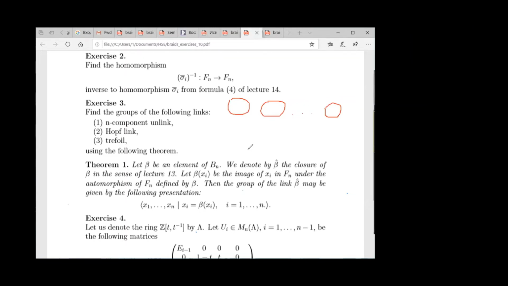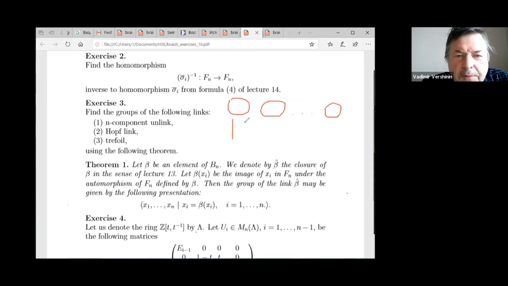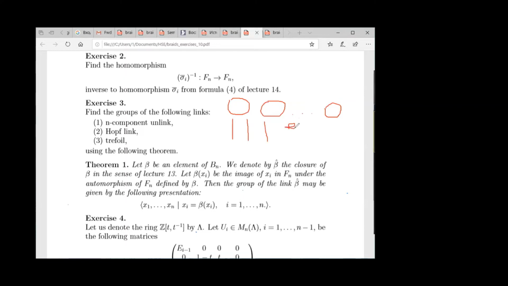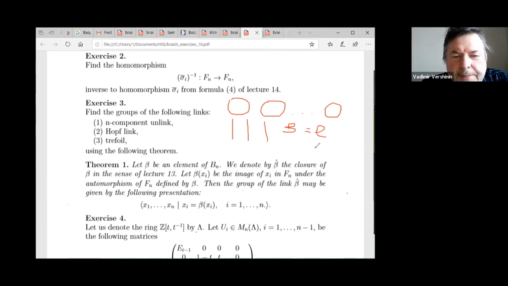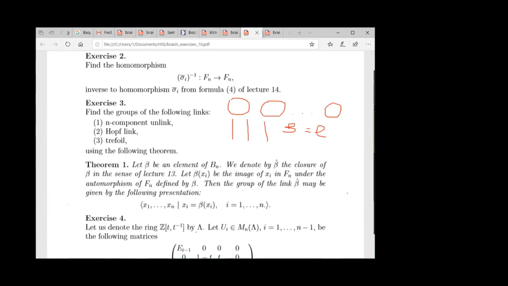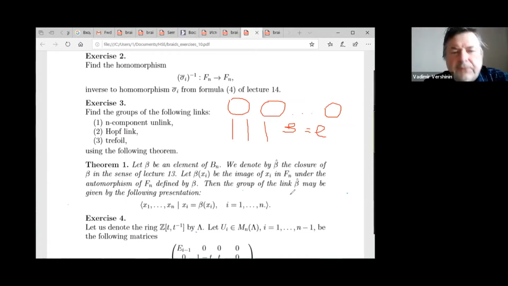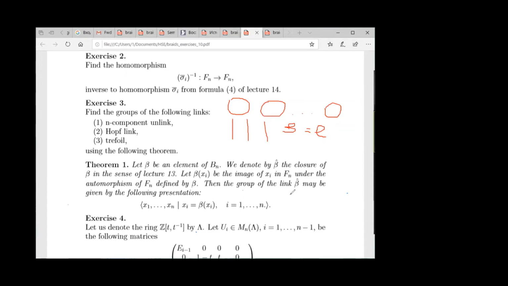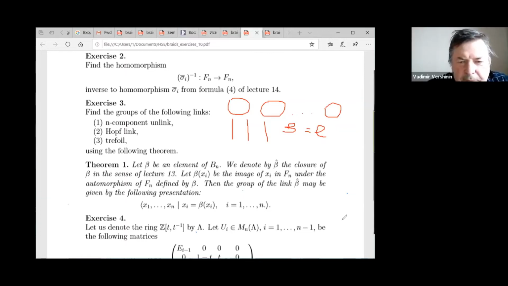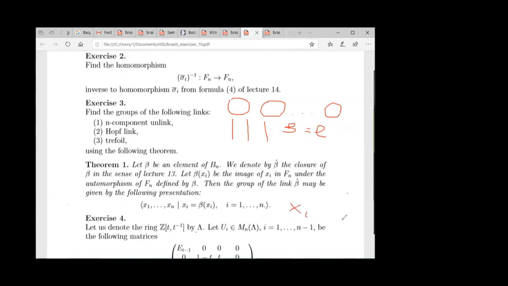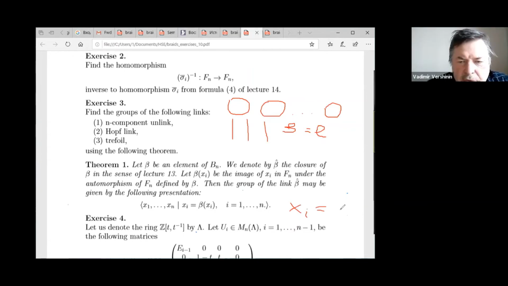Let us take the trivial braid and the trivial morphism, equal to 1. Do we have a trivial morphism? Yes, and what kind of relations do we have? We have relations x_i = x_i, tautological relations.